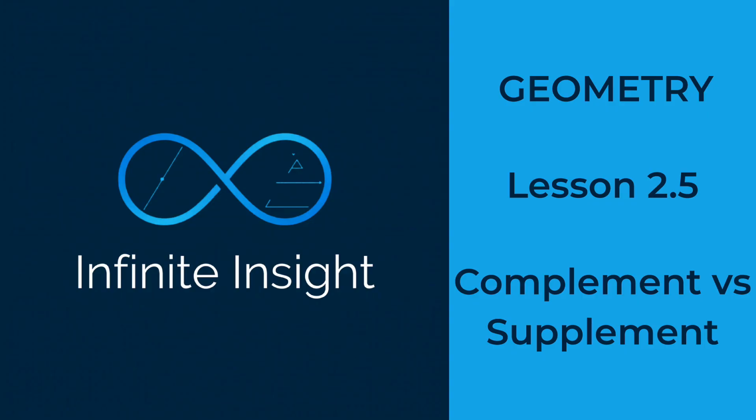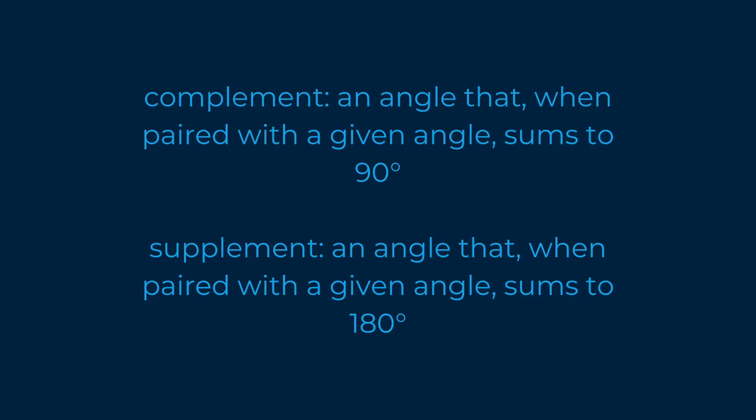Alright, let's begin. The only two definitions that you will learn for this lesson are complement and supplement. And if you know anything about right and straight angles, which we learned in Lesson 2.4, this should be easy. Complements are two angles that when paired sum up to a right angle of 90 degrees, and supplements are two angles that when paired up with each other sum to a straight angle of 180 degrees.